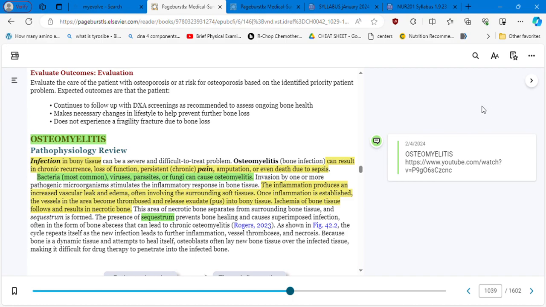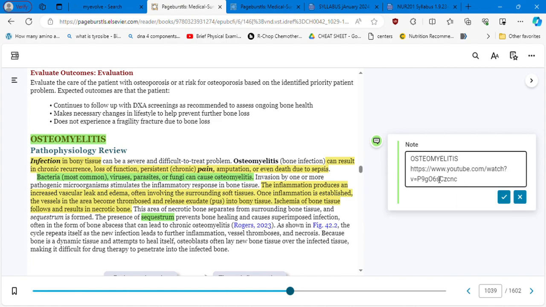Hello, welcome back to Concepts of Care for Patients with Musculoskeletal Conditions. This is part 2, osteomyelitis. So osteomyelitis is an infection in the bony tissue. We're going to start with the video to understand this condition. Osteomyelitis is the infection of the bone.